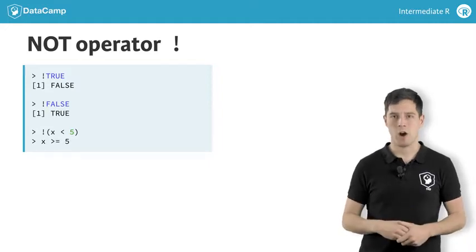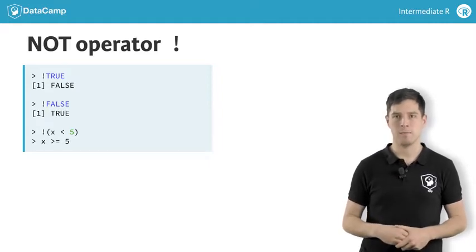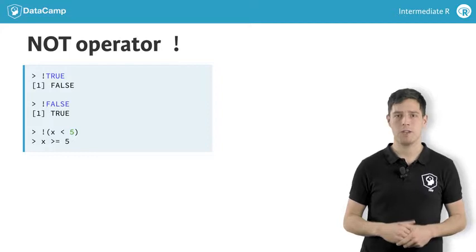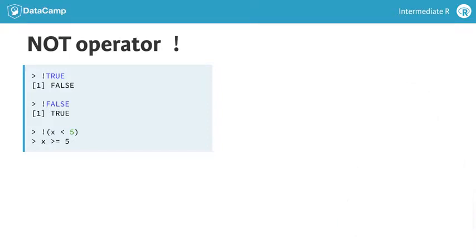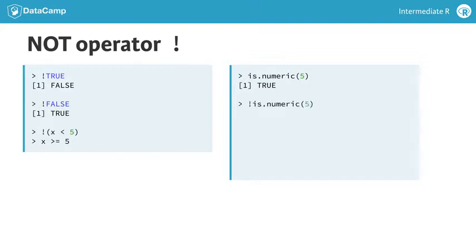However, there are cases in R where the NOT operator is really handy. For example, the built-in R function is.numeric checks if an R object is a numeric. As an illustration, take is.numeric(5), which evaluates to true, as 5 is a numeric. If we negate this result using the NOT operator, we get false. If, however, we type is.numeric("hello"), we get false. Negating this result gives us true.